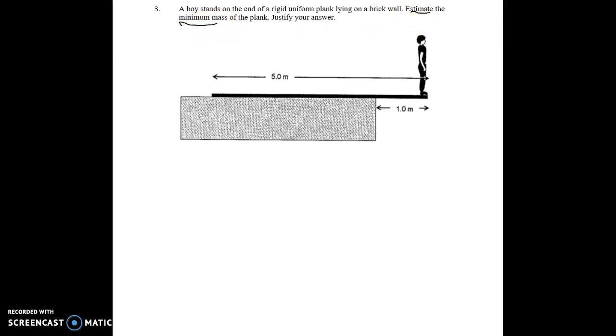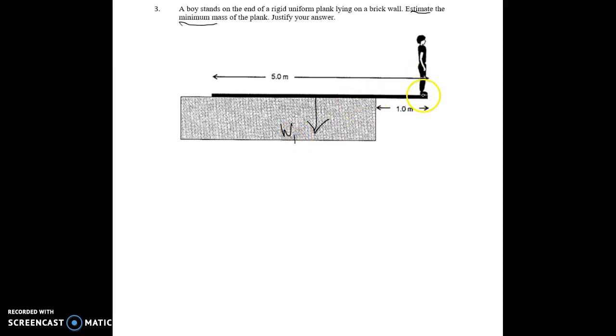Remember, when you're talking about estimate, give me a maximum of two significant figures. In this case, you need to estimate one thing for sure: the mass of this plank. Let me draw the free body diagram. Number one is WP, the weight of the plank. So it will exert a force due to gravity.